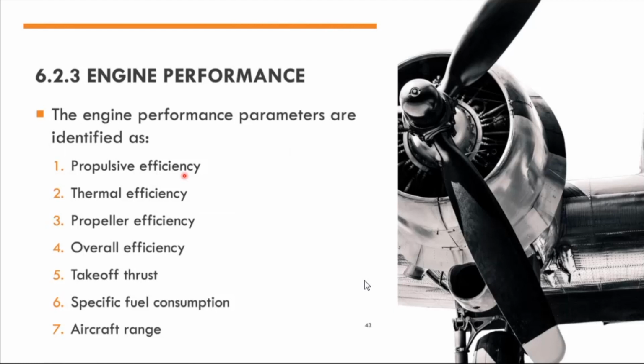Engine performance parameters are identified as follows. We will look into the propulsive efficiency, and then continue on looking into the thermal efficiency, followed by propeller efficiency, and then overall efficiency for aircraft engine, the takeoff thrust, specific fuel consumption, and finally the aircraft range. So those are the normal performance parameters when we talk about engine performance.